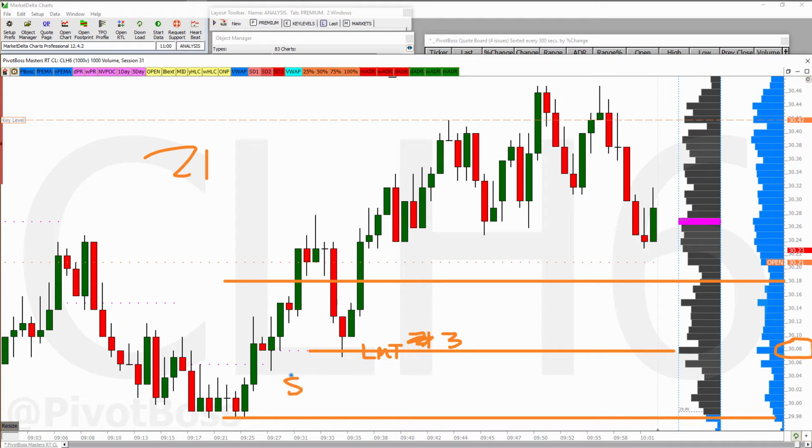So now we're risking $300 on this trade because we're using 3 contracts. We have a 10 tick stop. If price comes back to our stop, we lose $300, okay? So we have our stop right here, and then we have 3 contracts on that stop.